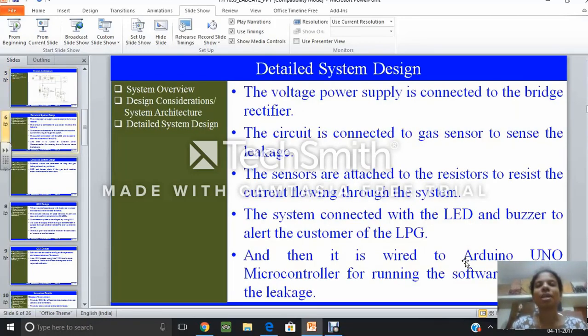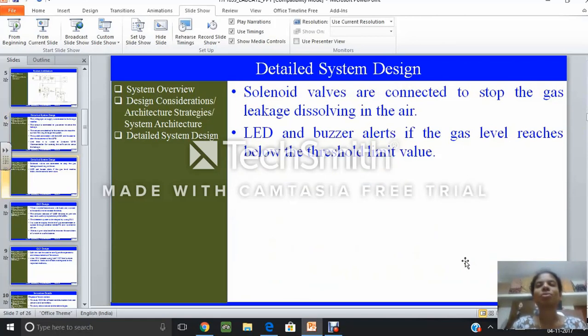These are the detailed system design which we are going to explain with this diagram. The voltage power supply is connected to the bridge rectifier. Otherwise, you can connect your device to the circuit. The circuit is connected to the gas sensor to sense a leakage. The sensors are attached to the resistors to resist the current flowing through the system. The system is connected with the LED and buzzer to alert the consumer of the LPG, and then it is wired to the Arduino UNO microcontroller for running the software to sense the leakage. Solenoid valves are connected to stop the gas leakage dissolving in the air. LED and buzzer alert if the gas level reaches the threshold limit value.